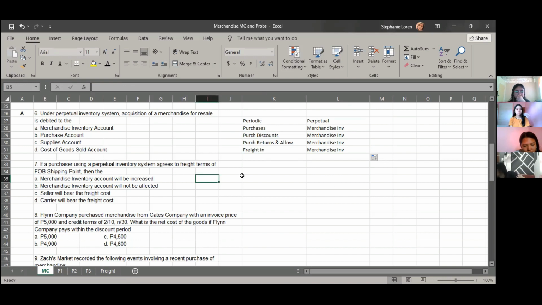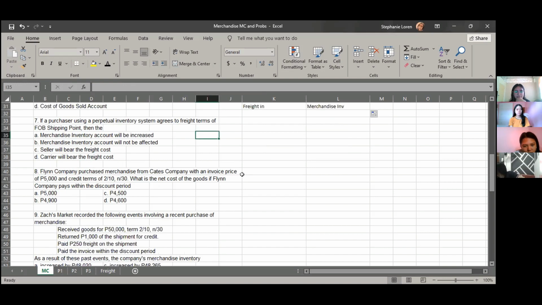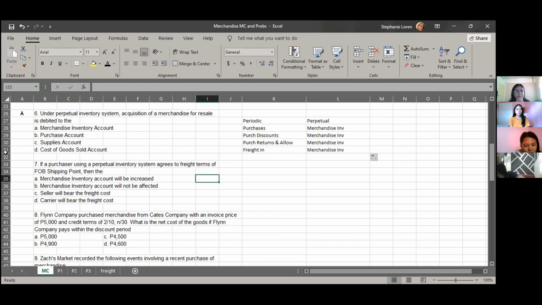So, number 7, next question. I wait, before tayo mag-proceed sa next question, nagets ba yung difference between periodic and perpetual? Kindly thumbs up naman dyan kung nagets nyo. Ayan. So, I'm seeing thumbs up na. Ayan. So, proceed na tayo sa next question.